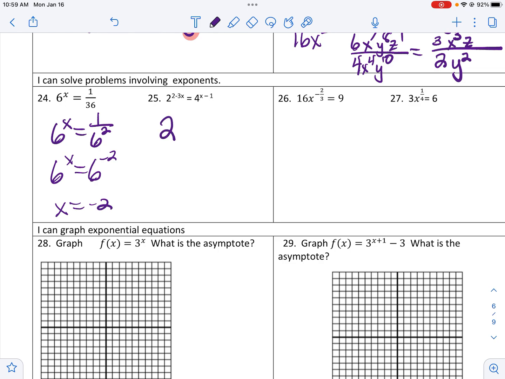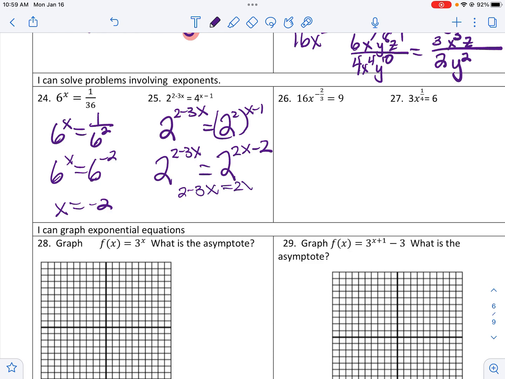Again, these no calculator ones need a common base. So I know 4 is 2 squared, to the x minus 1. I know when there's parentheses, the rule is that we distribute. So this is 2 to the 2x minus 2. So I can set my exponents equal. 3x equals 2x minus 2, plus 3x on both sides. So 5x minus 2, plus 2 on both sides. Sorry, this is a bit of a mess. So 4 equals 5x, so x equals 4/5.